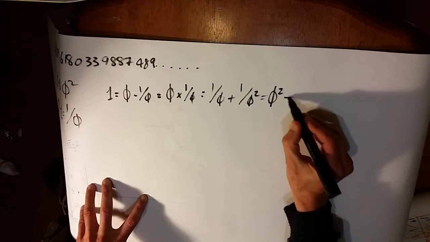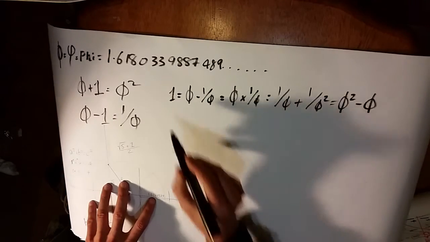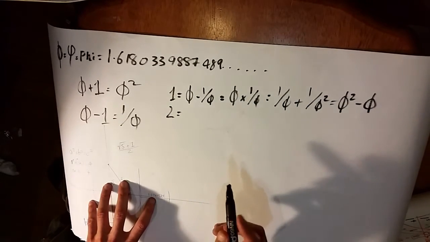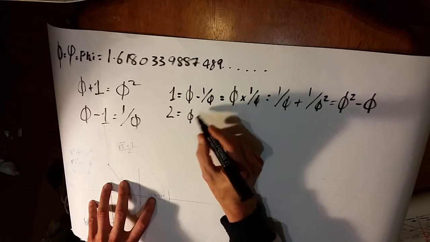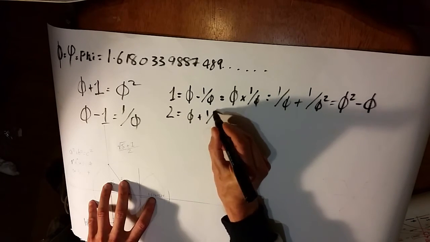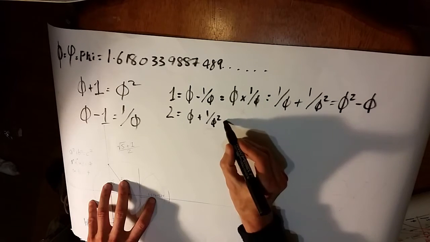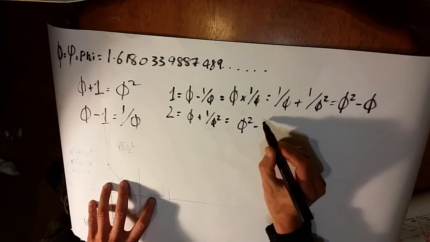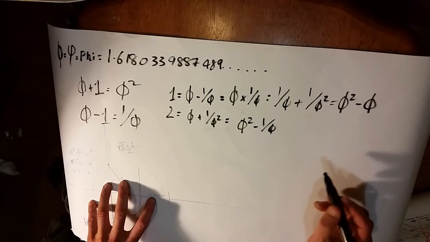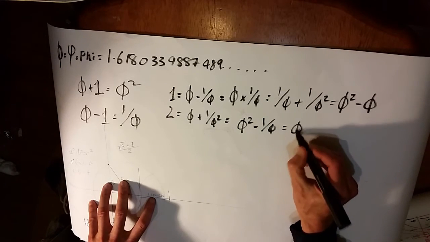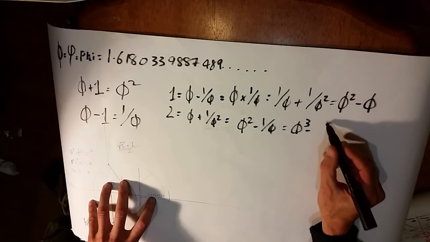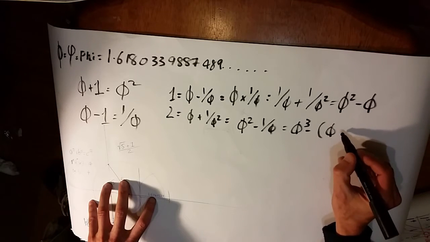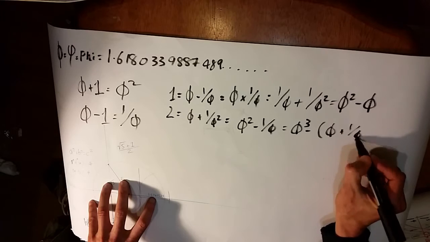Number 2 equals phi plus 1 over phi squared, or phi squared minus 1 over phi, or phi cubed minus phi plus 1 over phi.